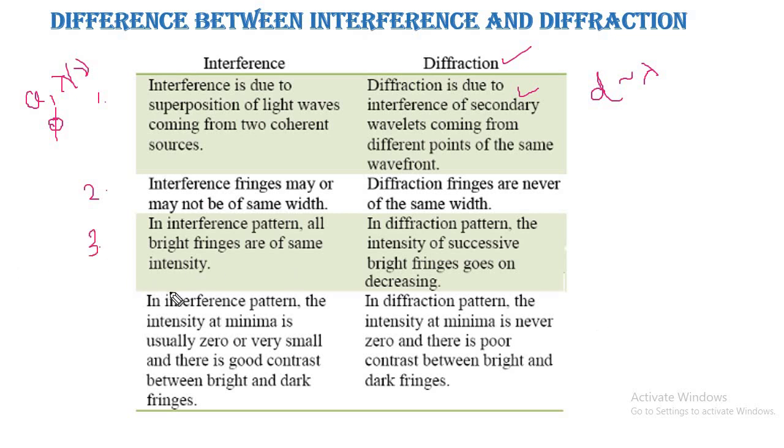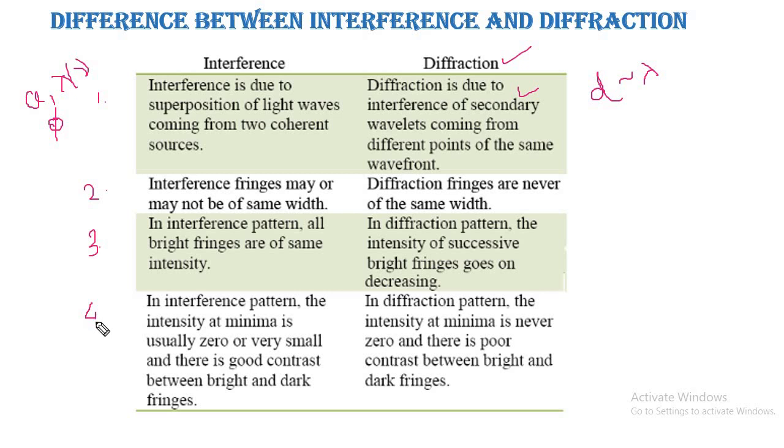Point number three. In interference pattern, all bright fringes are of the same intensity. In diffraction pattern, the intensity of successive bright fringes goes on decreasing. So here the maxima, bright fringes or the constructive interference pattern, will be of the same intensity, whereas for diffraction, the maximum intensities will decrease with the phase value.